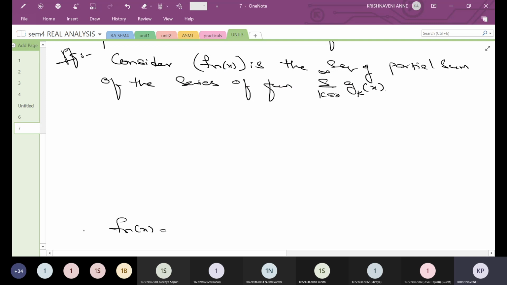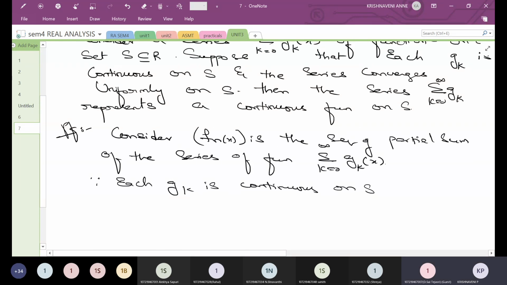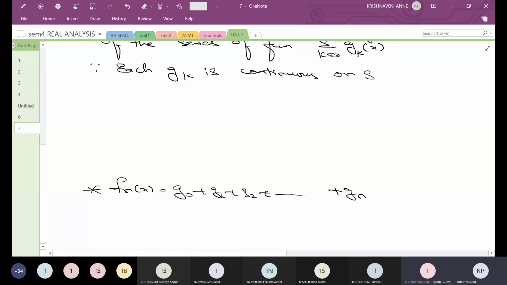What will be fn of x? The nth partial sum is g0 plus g1 plus g2 plus and so on plus gn. But what is given in the statement? Each gk is continuous on S. Is it given or not? Yes. Now when each gk is continuous, that means g0 is continuous, g1 is continuous, g2 is continuous, and so on.